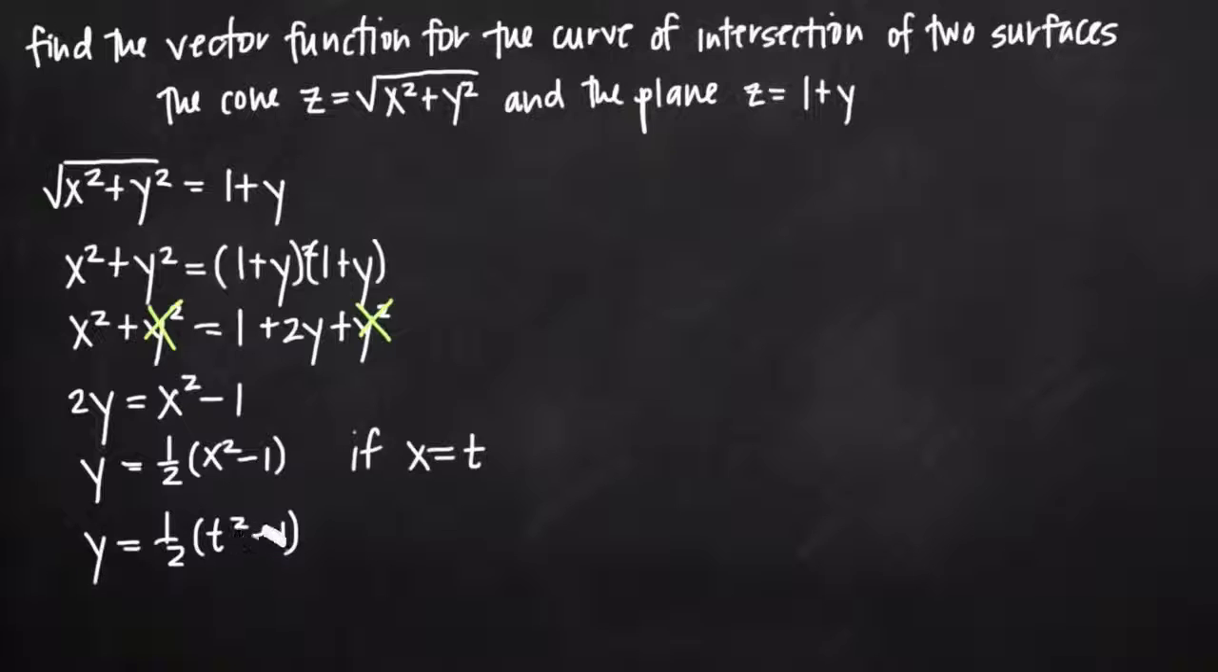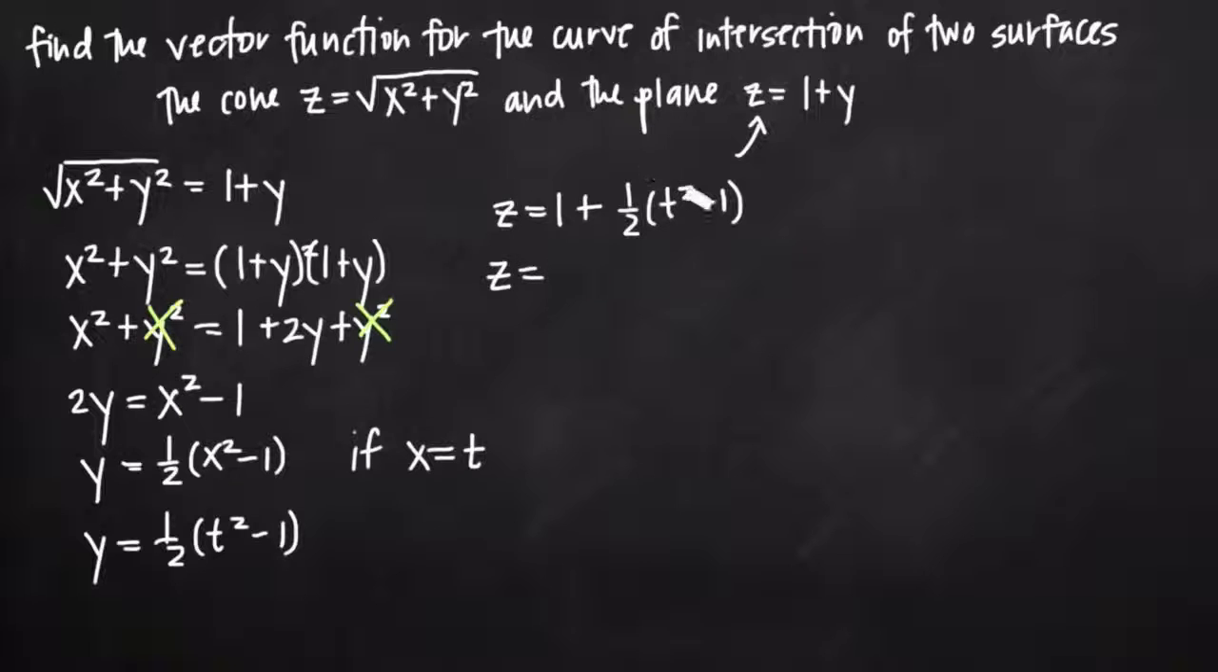Now all I need is a component value for z, which is in terms of t. I already have a simple equation here that's defined for z in terms of y. I have another equation for z for the cone, but this one's a little bit more complicated. So I want to use z equals 1 plus y in order to get a component value for z in terms of t. So I'm going to say z is equal to 1 plus, and for y, I'm going to plug in my value, which is already in terms of the parameter t, which is 1/2 times quantity t squared minus 1.